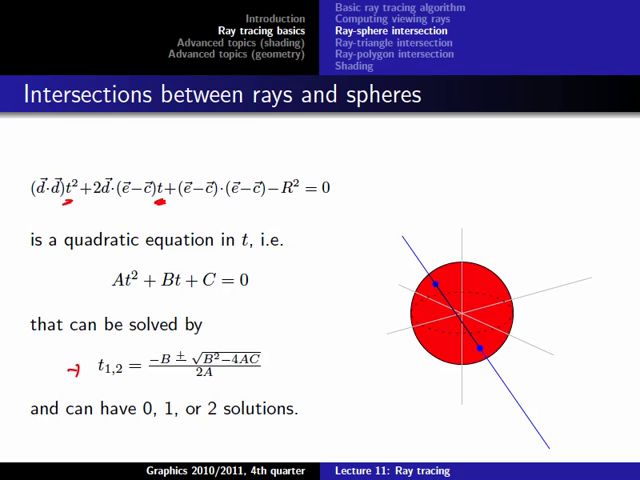And I hope you all remember, it was also an exam question, that you can have 0, 1, or 2 solutions. If the ray goes through the sphere, then you get 2 intersection points, of course. If it touches the sphere, then you get only 1 intersection point, or if it doesn't intersect with the sphere, then you get 0 solutions, which means that the value under the square root here is negative, and then you get no solution.